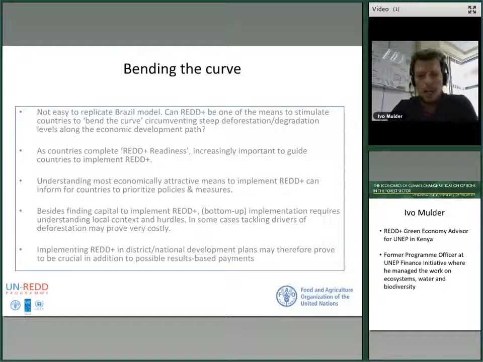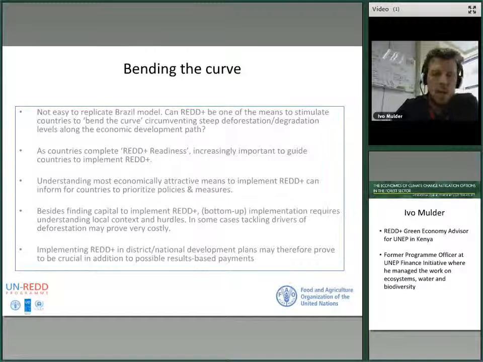As countries are starting to complete the readiness phase of REDD+, it becomes increasingly important to think about implementation of REDD+ at a subnational, but especially at national level. And as part of that, this REDD+ cost curve could help to understand the most economically attractive means to implement REDD+, to inform countries about prioritizing some of these policies and measures they have in mind.